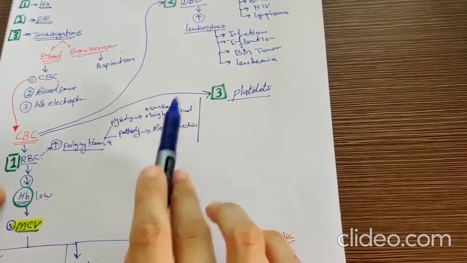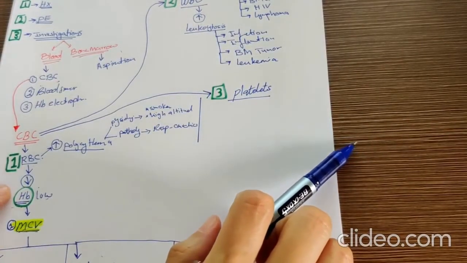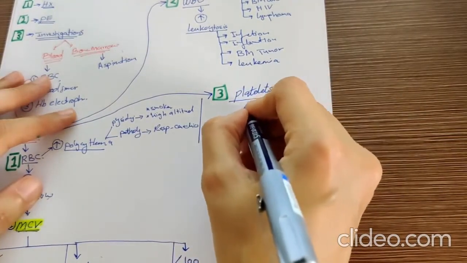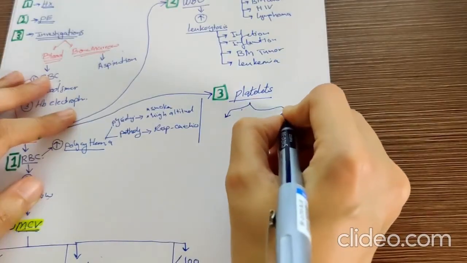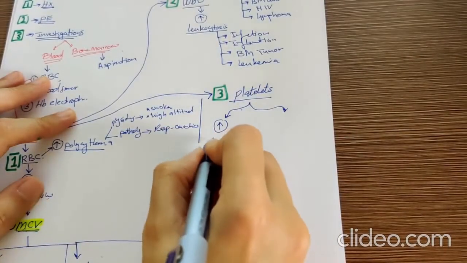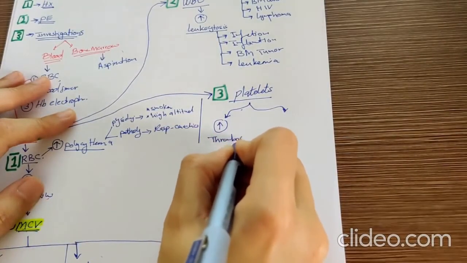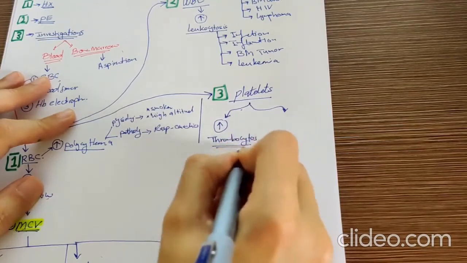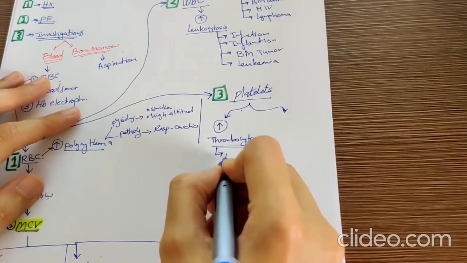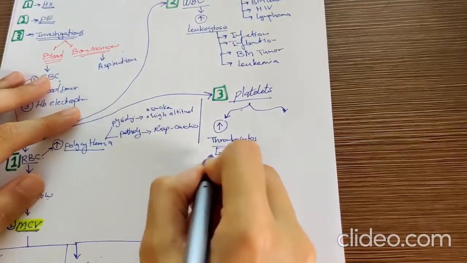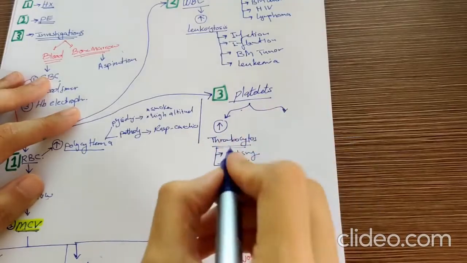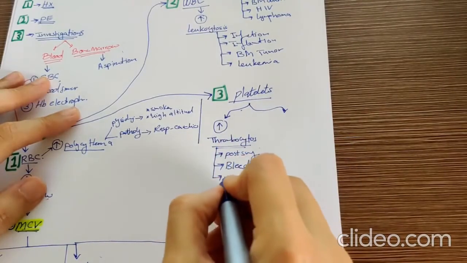The third thing we want to check in the lab test is the platelets. In the platelets, it is the same story: it can be a low number or a high number. If it is high platelets, it is called thrombocytosis. What is the cause of thrombocytosis? It can be because of post surgery, any bleeding inside, or if there is any inflammation.